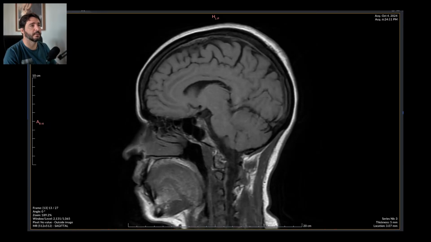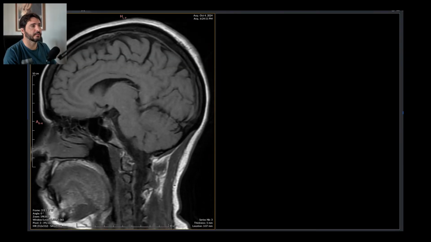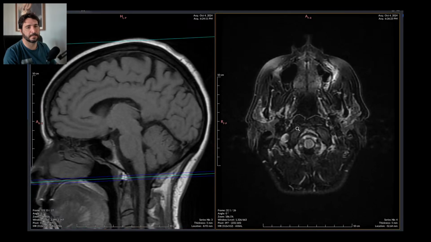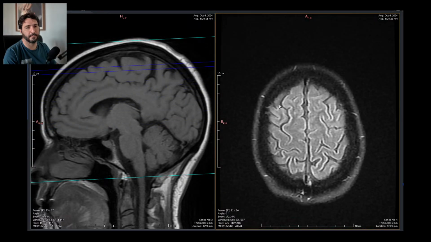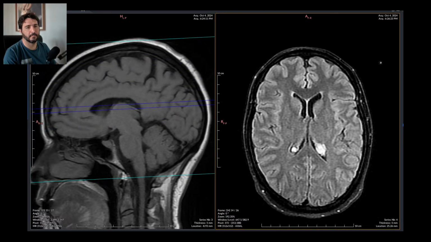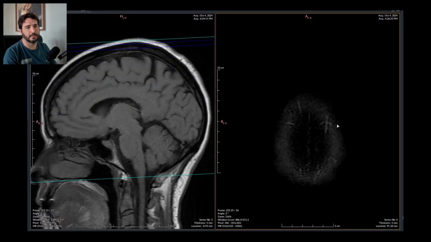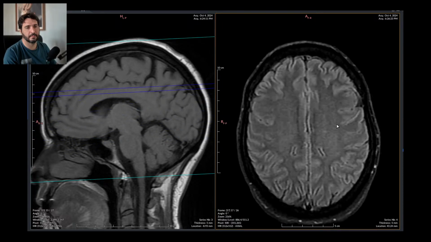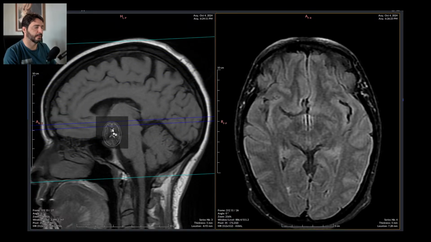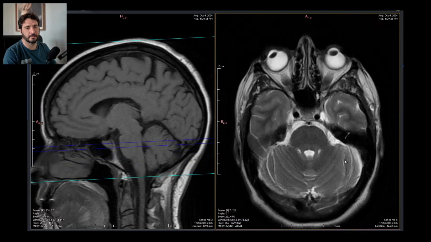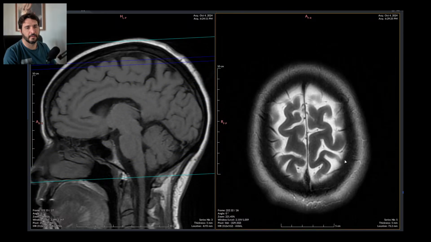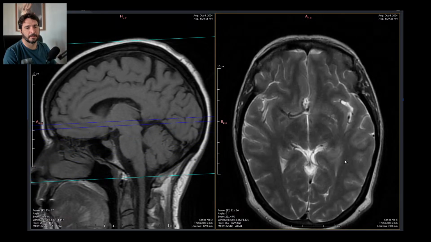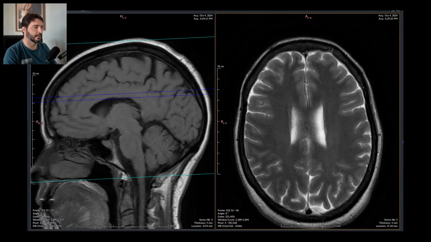Okay, so sagittal T1 weighted sequence, and there it is. Axial FLAIR, looking good. The weighting is wrong. It is not a well calibrated scanner, but whatever, it's good enough. T2, regular T2, not FLAIR, seems fine, nothing major, nothing that draws my attention.